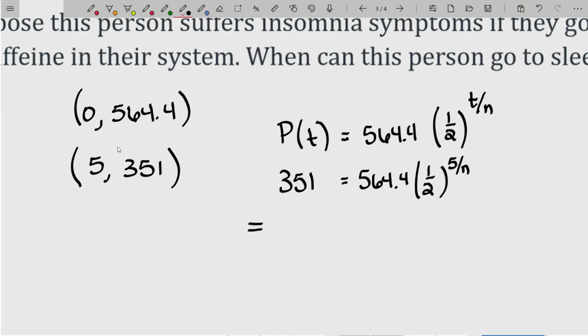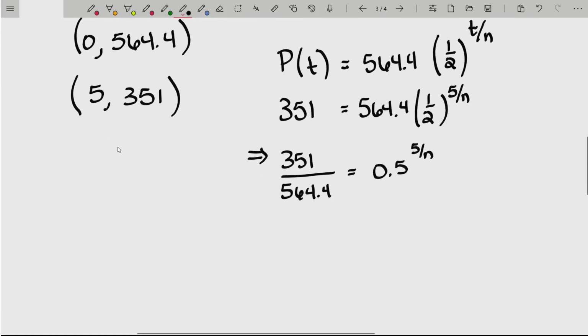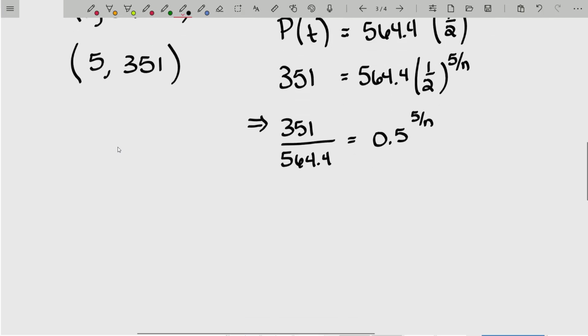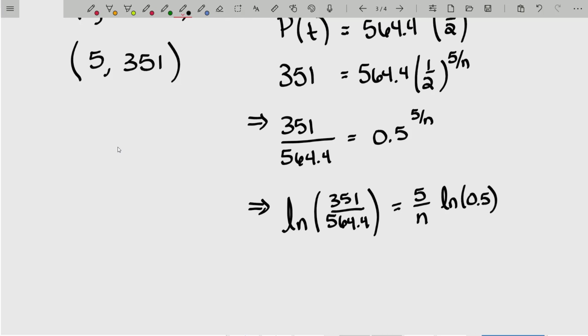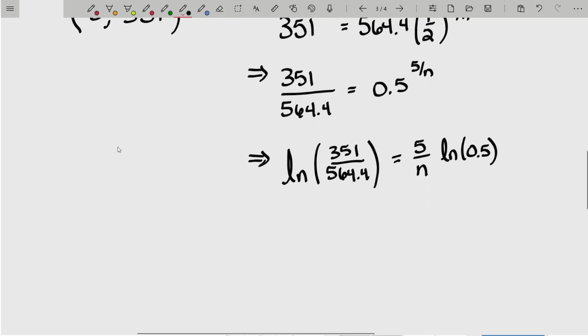Dividing both sides by 564, we get 351 over 564.4 is equal to a half raised to 5 over n. Notice I also trade out for decimals because you can. That's totally fine. Take the logarithm of both sides. Again, I just use natural log just because I want to. You eventually do this so much that you skip steps as you're going through this because you're just so adept at solving exponential equations. It just becomes like second nature to do stuff like this.